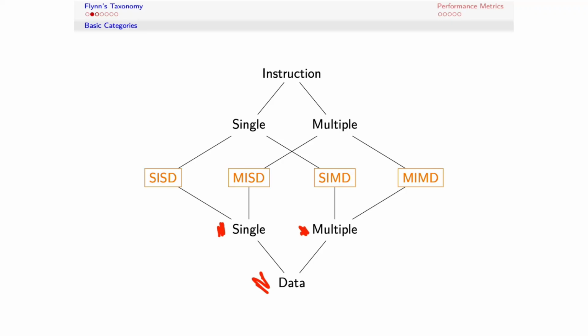The combination of these two things, the data and the instructions, either single or multiple, give rise to these four categories, which is really the meat of Flynn's taxonomy. These have goofy pronunciations. We can have SISD, which is a single instruction, single stream of data; MISD, which is multiple instructions on a single stream of data; SIMD, which is single instruction on multiple data; and MIMD, multiple instruction streams running on multiple sets of data. So I want to unpack these four things a little bit.